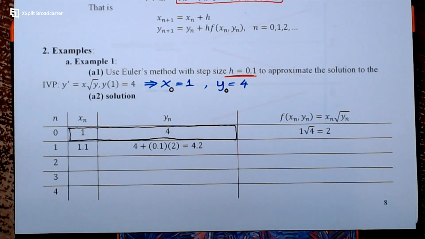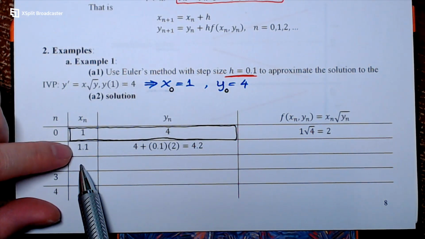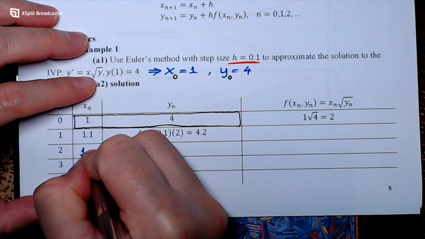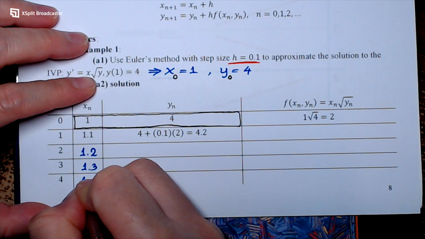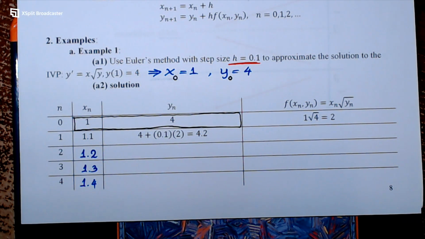Now, the x will be very easy. The step size is 0.1, so we just increase 0.1 every time. So that's 1.1, 1.2, 1.3, 1.4, and so on. So that's easy there, because the step size is 0.1, we increase 0.1 every time for x.